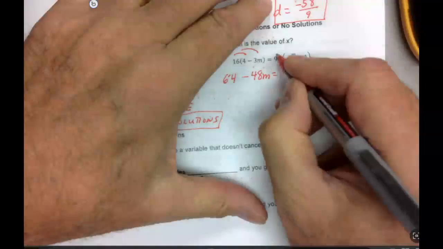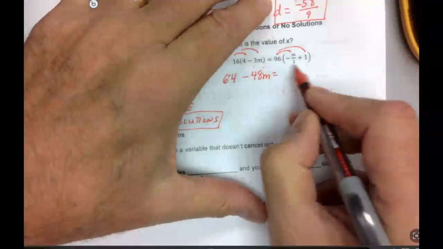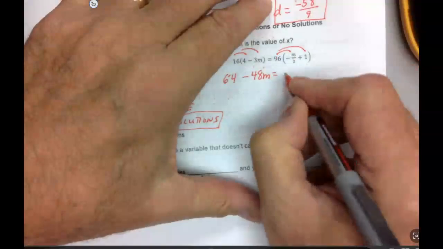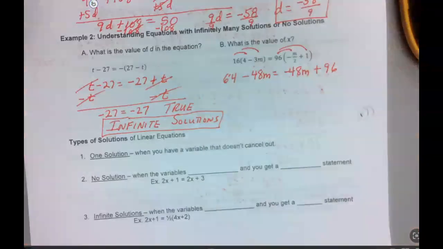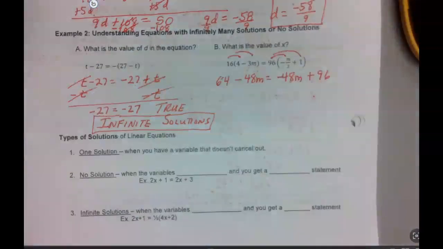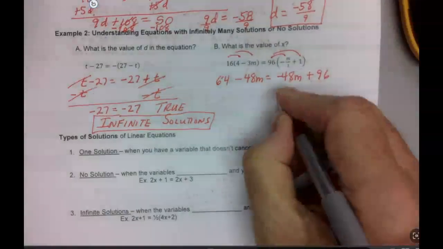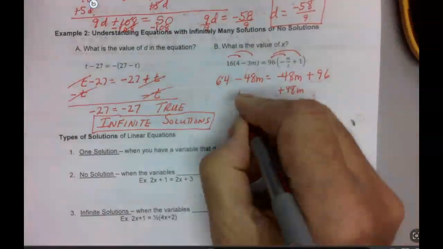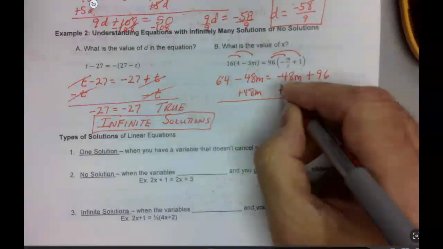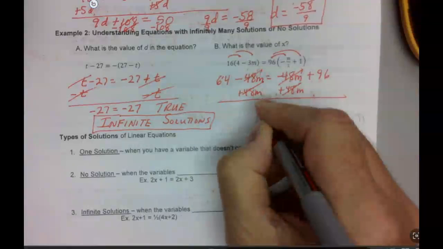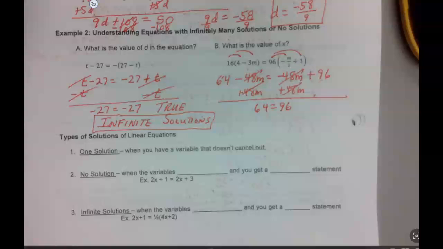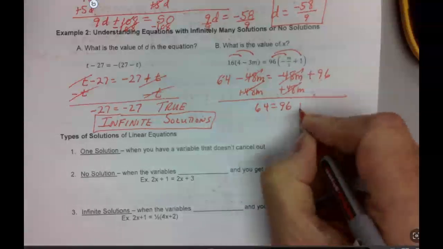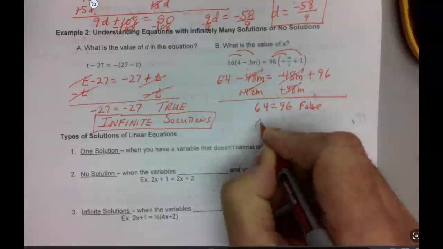So can anybody tell me when I do that, that gives me negative 96 divided by 2, which is negative 48n. And 96 times 1 is 96. Everybody see what I did there? Now, I add 48 to both sides because I want to get all my n's on the left side. Cancel, cancel, cancel, cancel. And now I have 64 equals 96. Is that a true statement? No, that's a false statement, isn't it? So this one here is no solution.